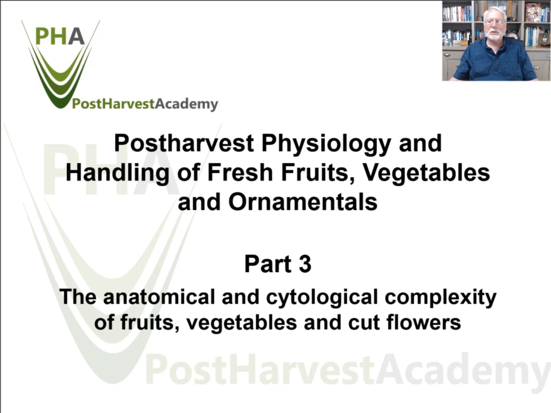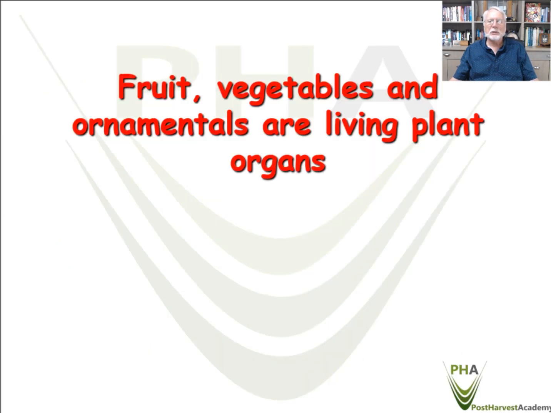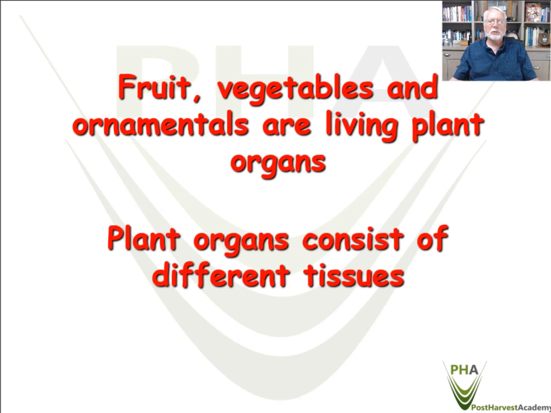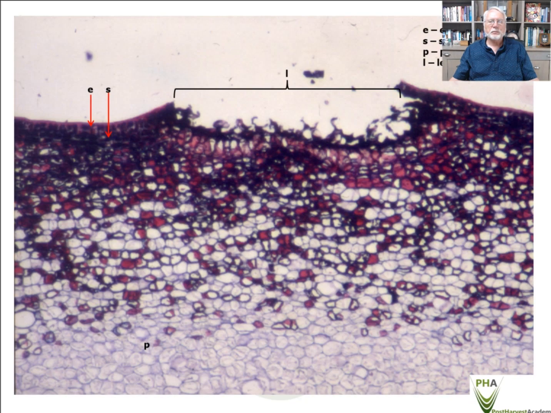In part 3 of this series, we are going to look at the anatomical and cytological complexity of fresh fruits, vegetables, and cut flowers. Fruit, vegetables, and ornamentals are living plant organs, and plant organs consist of many different tissues. Here we have a cross-section through part of an avocado fruit showing a variety of different fruit tissues. These include the epidermis, the sclerenchyma, the parenchyma, and the lenticel, which we have discussed before.